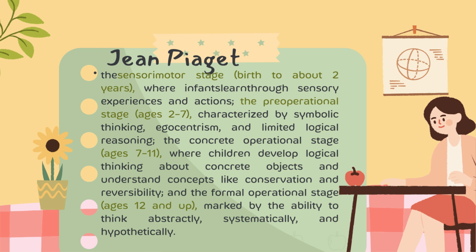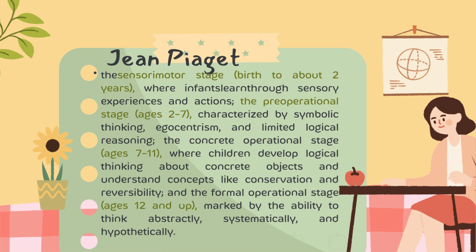Second, we have pre-operational stage, ages about 2 to 7 years old, characterized by symbolic thinking, egocentrism, and limited logical reasoning. So this is where the kids start using symbols like words and pictures. Their thinking is still simple. They may be egocentric, like only see things from their point of view, and they cannot think logically yet.